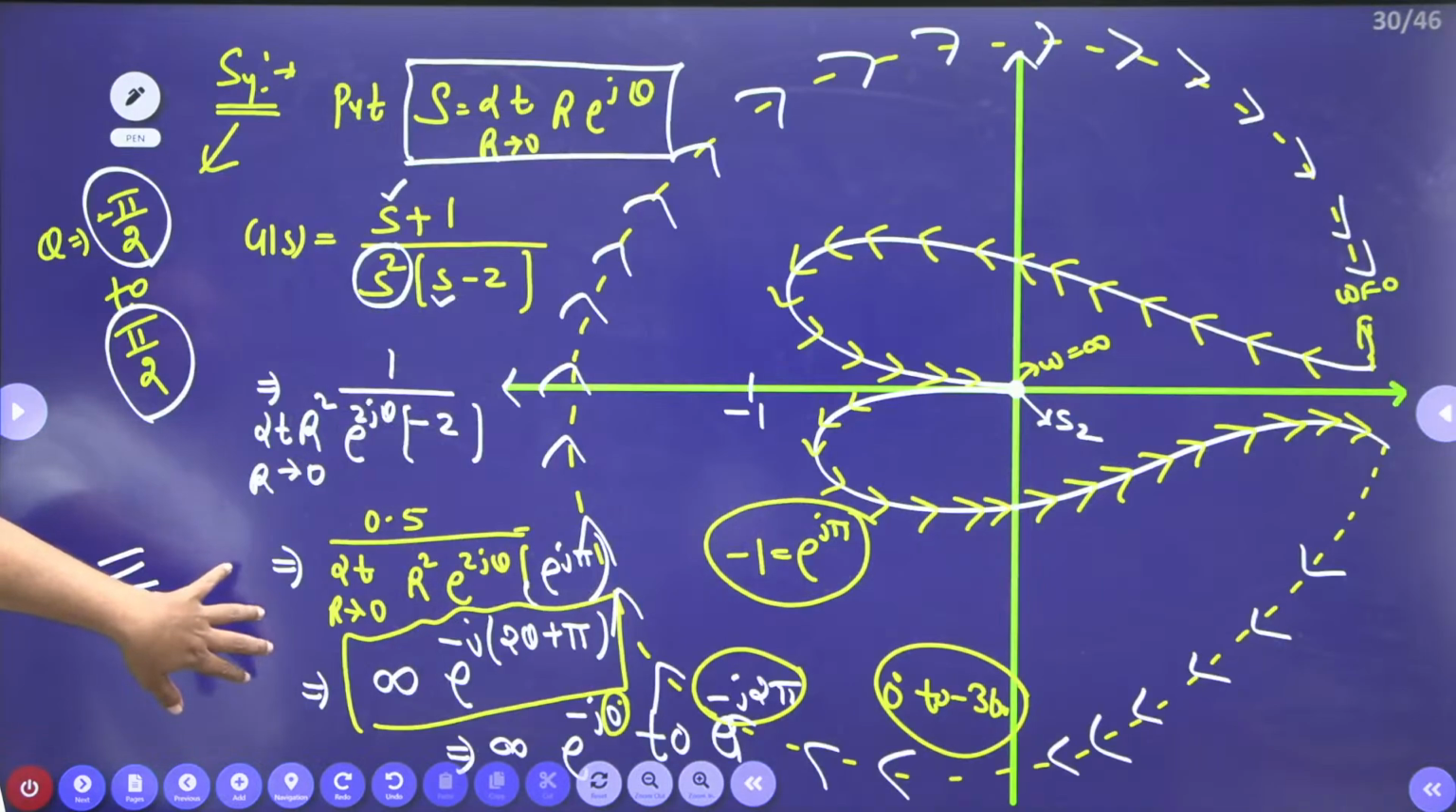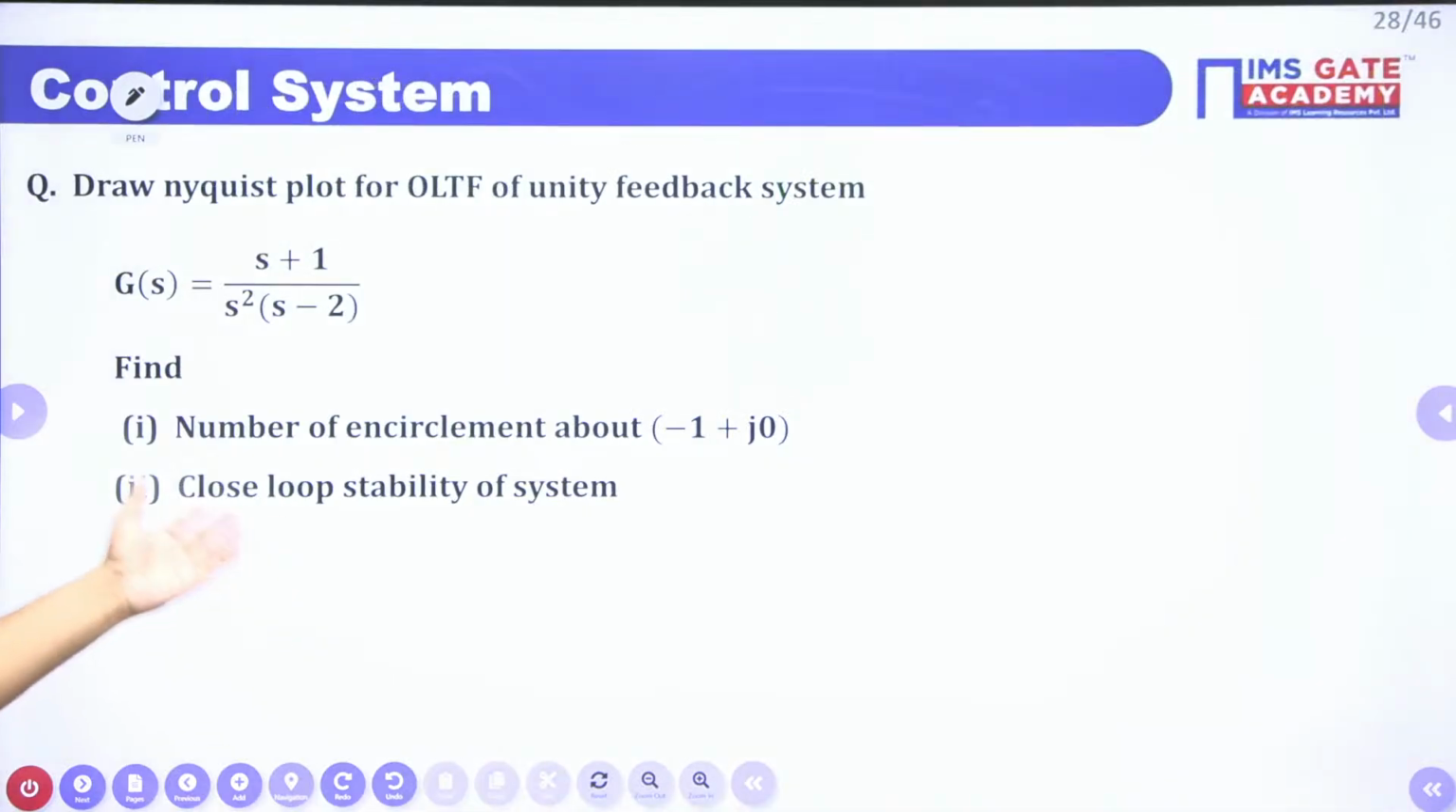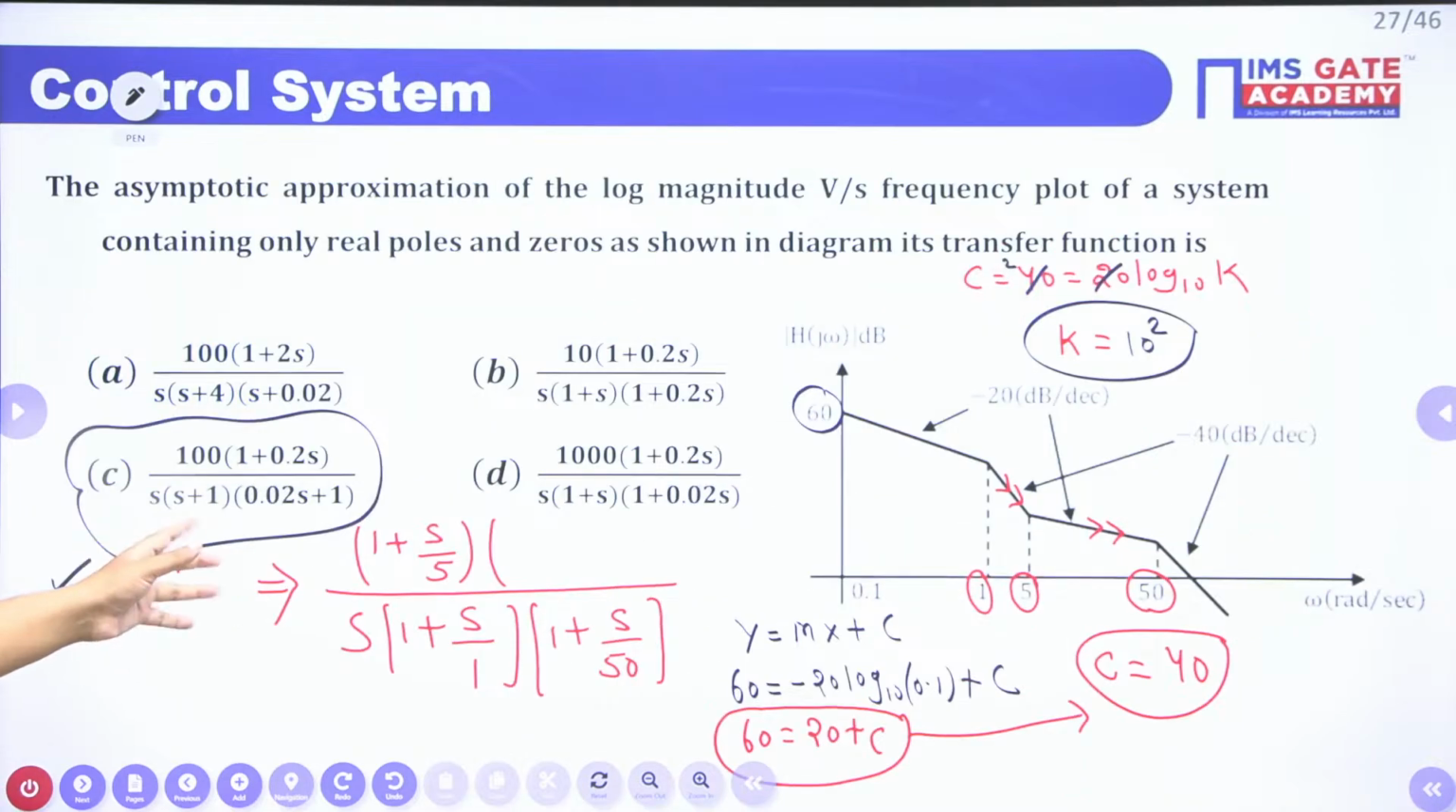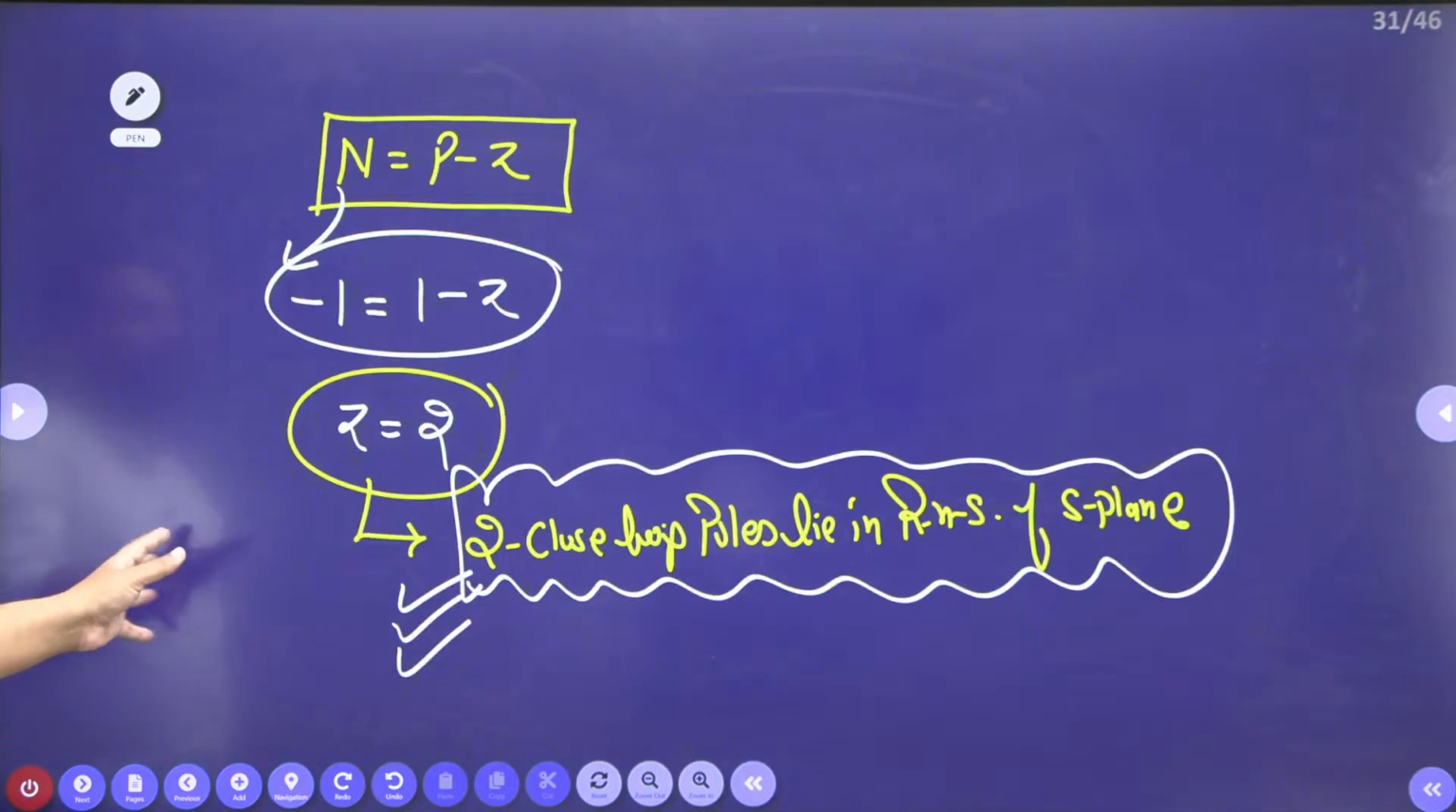So it means for this complete Nyquist plot, you can comment that the closed loop system is definitely unstable, and the number of encirclements is 1 in the clockwise direction. So I think this question we have completed. Now go for this question, guys. You can reply in the chat box also.